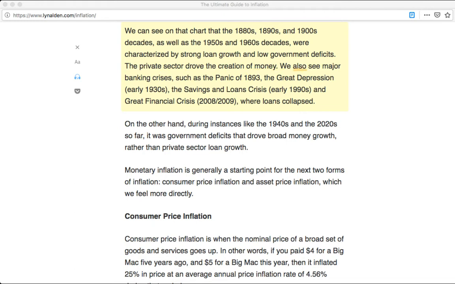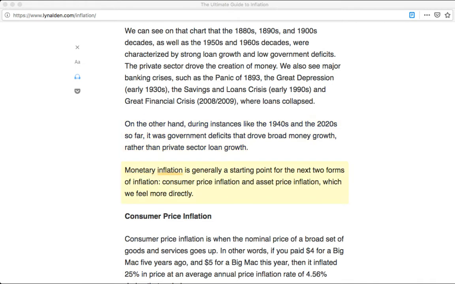We also see major banking crises, such as the Panic of 1893, the Great Depression, early 1930s, the Savings and Loans Crisis, early 1990s, and Great Financial Crisis, 2008-2009, where loans collapsed. On the other hand, during instances like the 1940s and the 2020s so far, it was government deficits that drove broad money growth, rather than private sector loan growth.